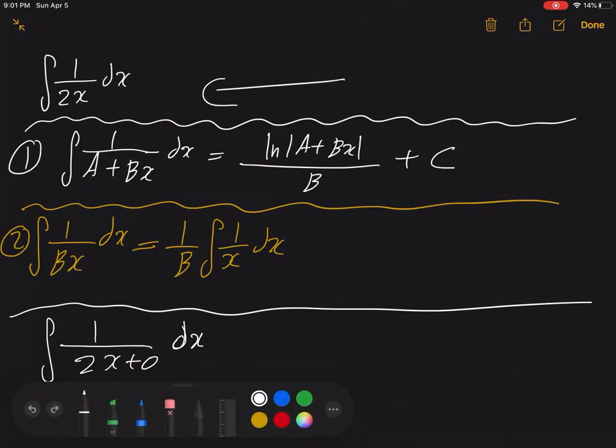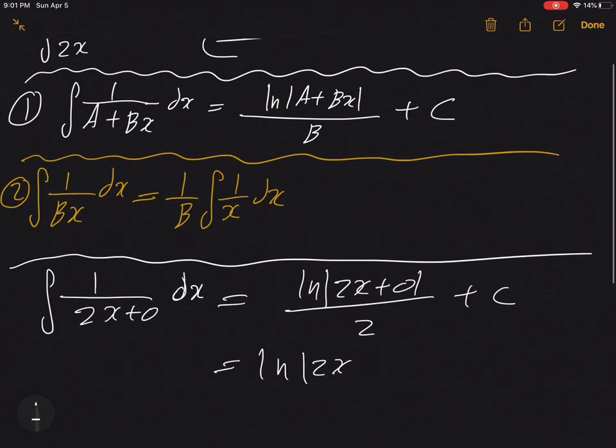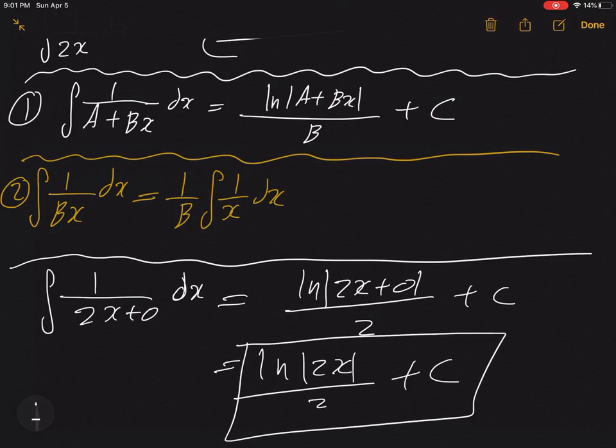Great. So according to this rule, we may say that this integral evaluates to the natural logarithm of the absolute value of 2x plus 0 divided by the coefficient of x, which is 2, plus c, or simply the natural logarithm of absolute 2x over 2 plus c. This is our first answer. Okay, you may say that this is easy. Yes, it is, but let's investigate what we are going to get when we use the second approach.